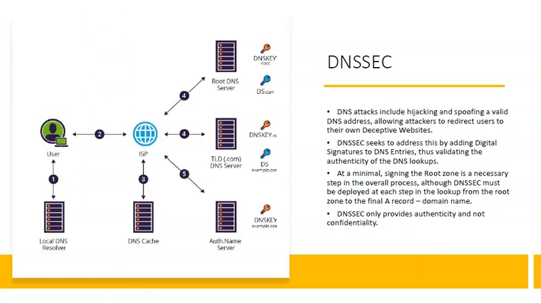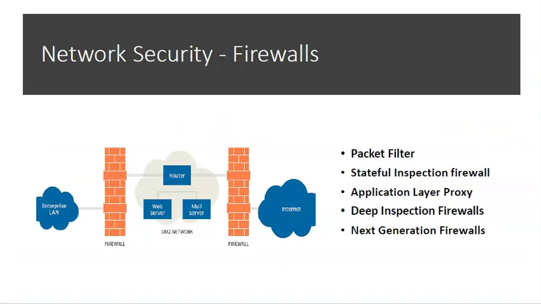So the next most important component of network security is a firewall. A firewall is a network security system that monitors and controls incoming and outgoing network traffic based on predefined security rules, which we call ACL, access control list. Firewalls can be of different types, like packet filter firewall, stateful inspection firewall, application layer firewall, or third generation firewall, which we also call proxy. And then we have next generation firewall.